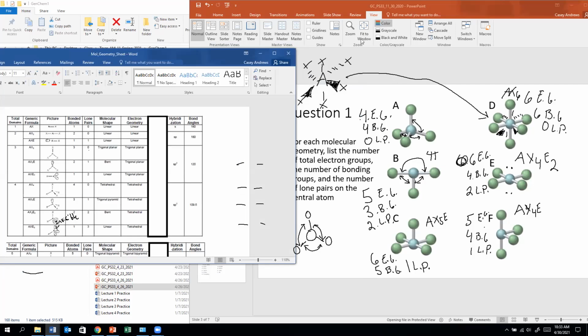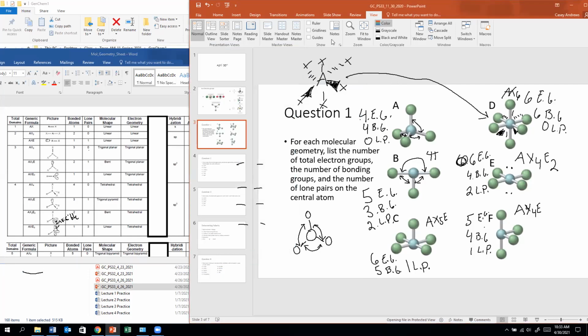The E stands for lone pairs. Yes. Right. The X is just the number of bonds, and the E is lone pairs. So honestly, I don't ever use the generic formula. I just use the picture as best as I can as a way to figure out what I'm looking at.